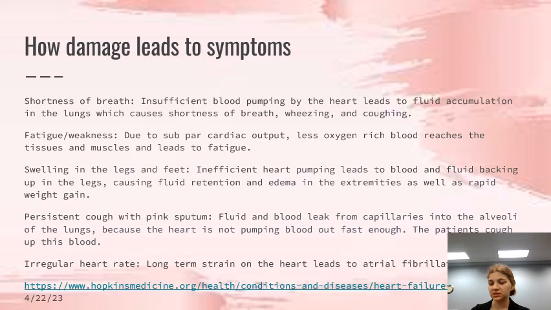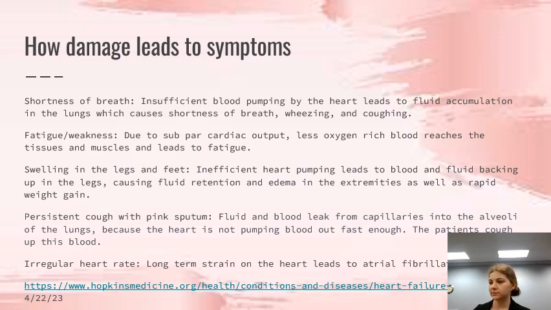Peripheral edema, which is swelling of your extremities, specifically your legs and feet, is explained by inefficient heart pumping, which causes this fluid to pool instead of keep moving. This leads to the characteristic swelling of the feet and legs and rapid weight gain.